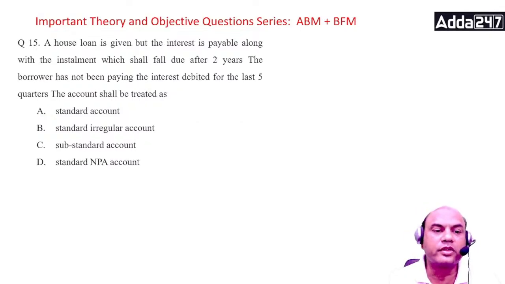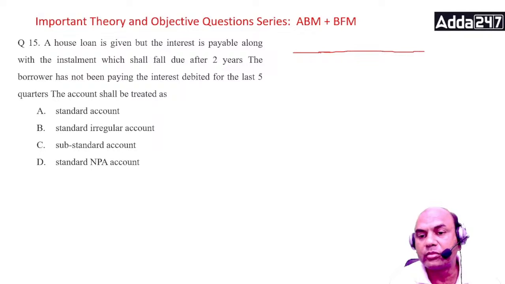A housing loan is given, but the interest is payable along with the installment, which shall fall due after 2 years. The borrower has not been paying the interest debited for the last 5 quarters. The account shall be treated as what? The installment falling due after 2 years is related to which period? This is a moratorium period.